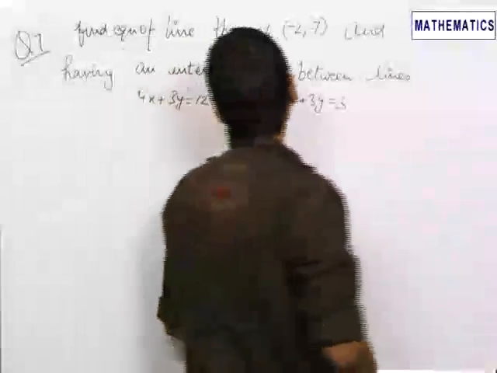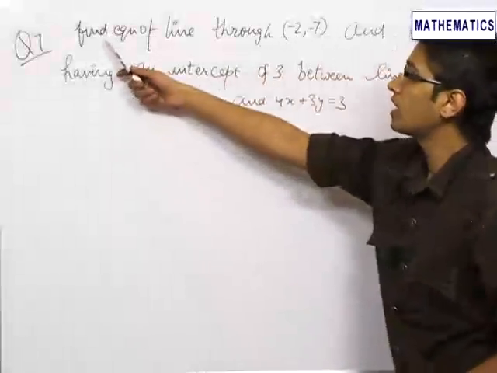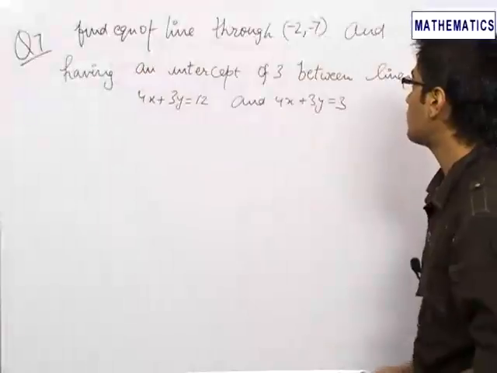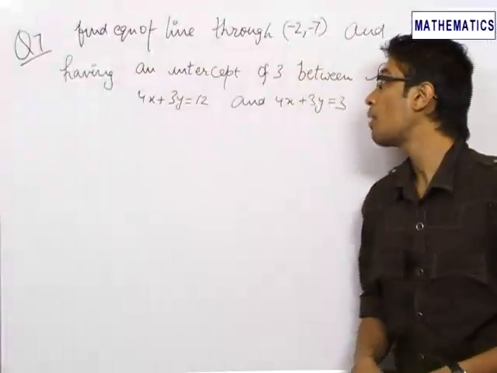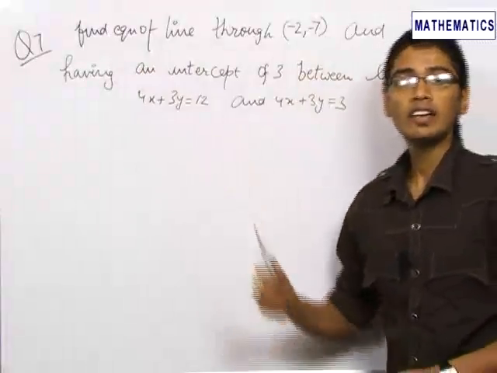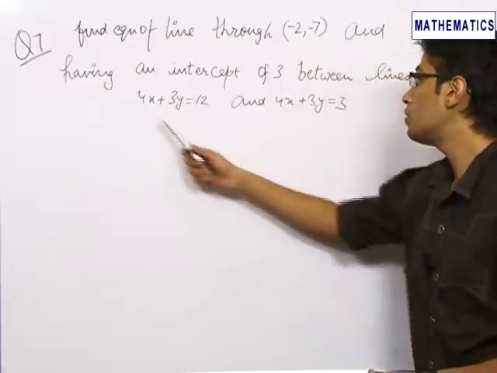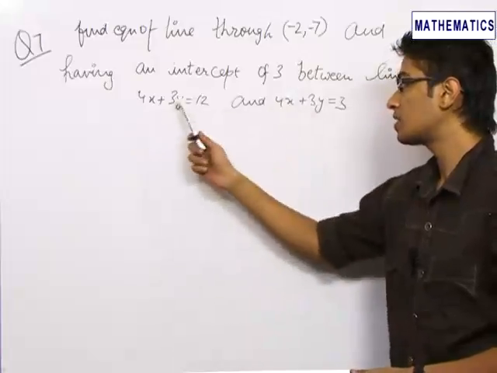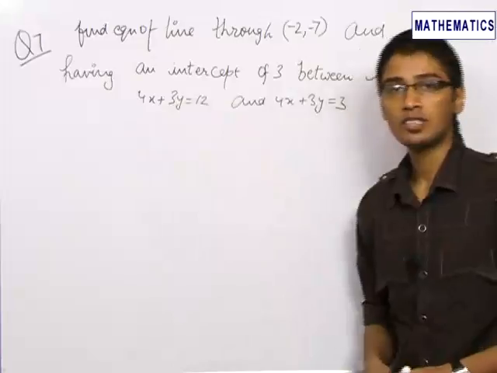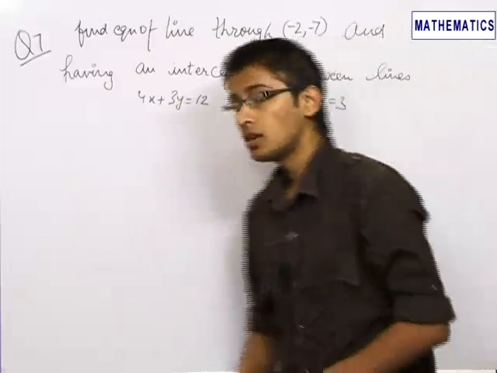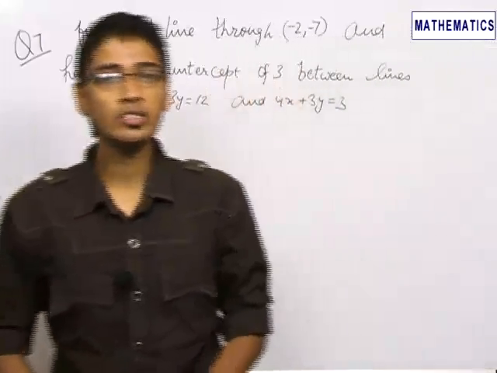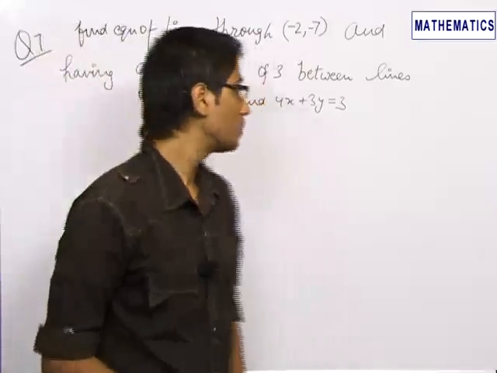This is the next question, in which we are asked to find the equation of the line through the point (-2, -7) which has an intercept of length 3 between the two parallel lines 4x + 3y = 12 and 4x + 3y = 9. Now this is a very important question because it teaches us a new concept, the concept of parametric.